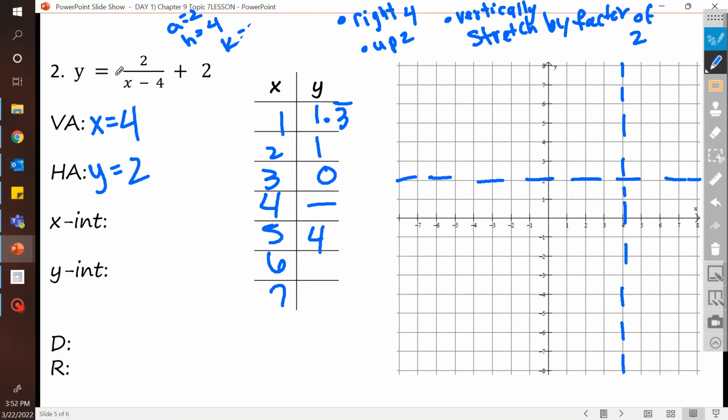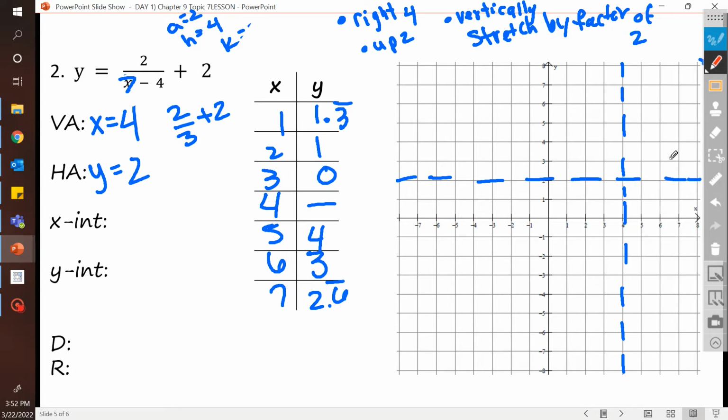Let me plug in 6. So 2 over 2 plus 2. So 1 plus 2, that's 3. And let me plug in 7. So 2 over 3 plus 2. So that's like 2.6 repeating, 2 and 2/3. So, okay, let's see if this graph looks like what I expect it to.